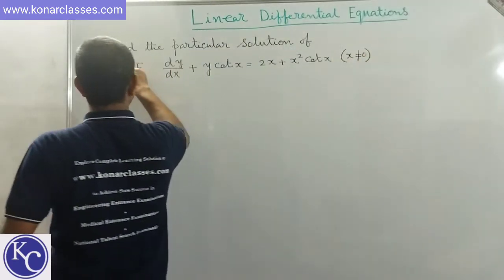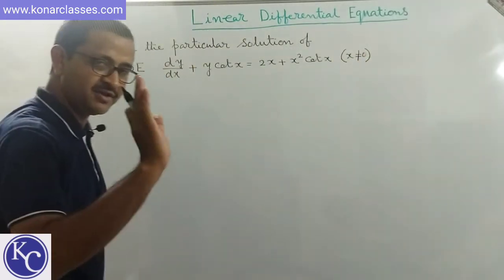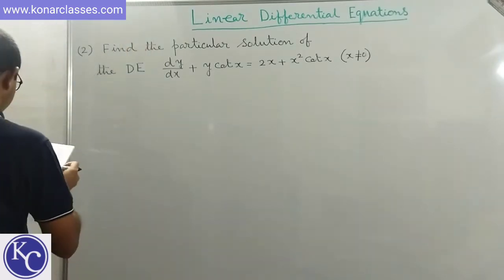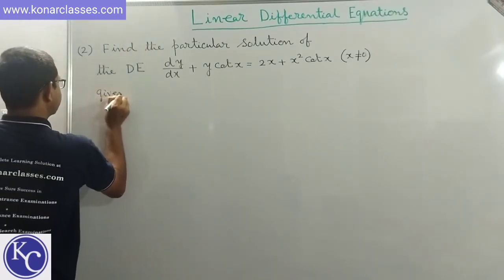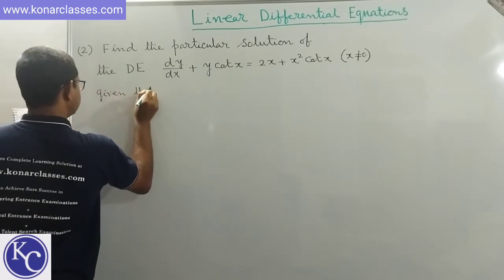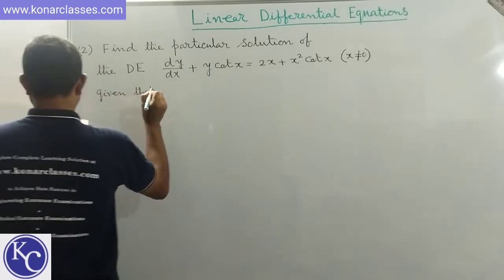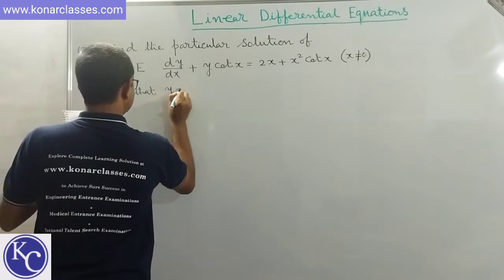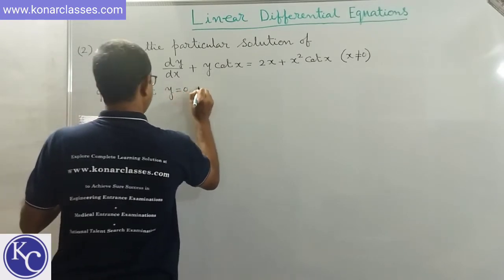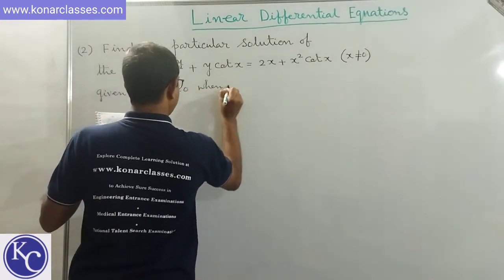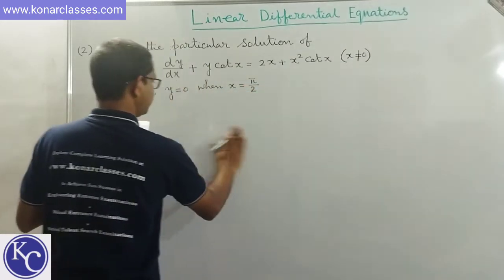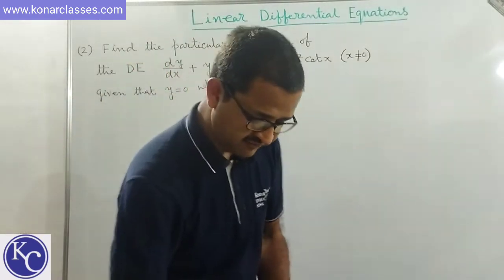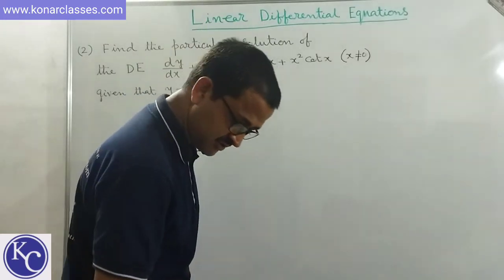Now as it is given that find the particular solution, definitely there must be an initial condition given. So what is the initial condition? So it is written here, given that y equal to 0 when x is equal to pi by 2. That is the initial condition. Let us find a solution to this differential equation, dear students. Okay.